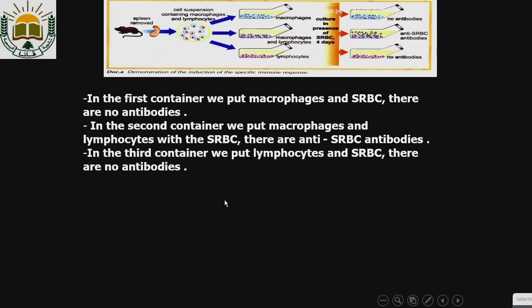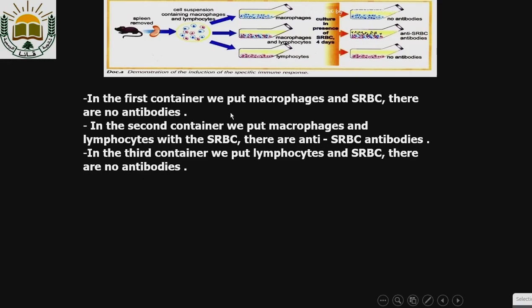So I am putting the analysis in the first container. We put macrophages and SRBC. There are no antibodies. In the second container, we put macrophages and lymphocytes with SRBC. There are anti-SRBC antibodies. In the third container, we put lymphocytes and SRBC. There are no antibodies. Or you can write in the form of a text with connectors.